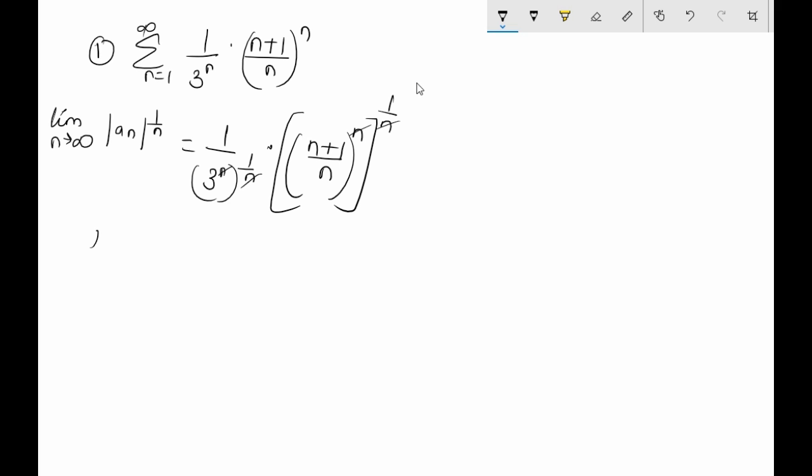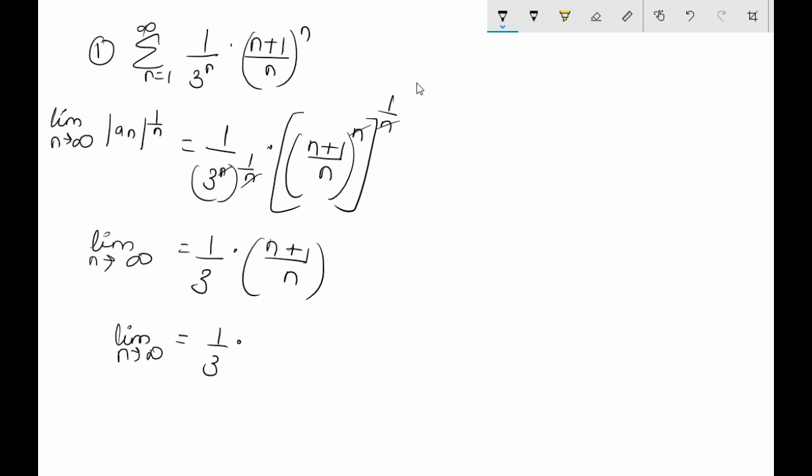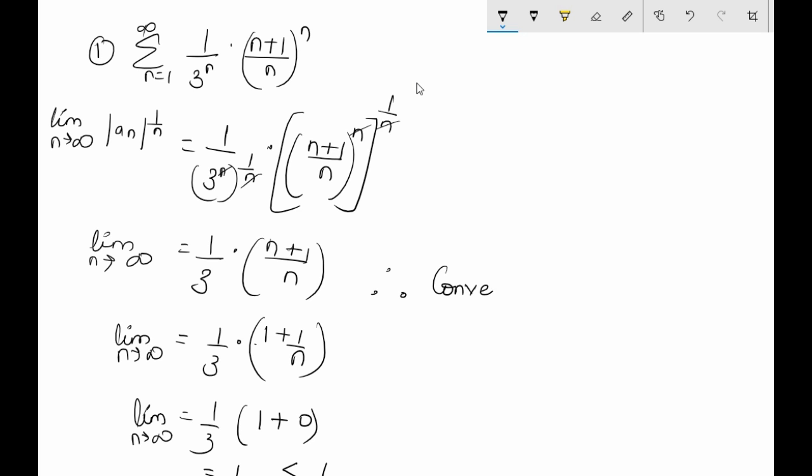So we'll be left with limit n tends to infinity, 1 by 3 into (n plus 1) by n. So dividing by the highest power, we'll be getting 1 by 3 into (1 plus 1 by n). So taking the limit, we'll be getting 1 plus 0, which will be equal to 1 by 3, which is less than 1. Hence it will be convergent by root test.